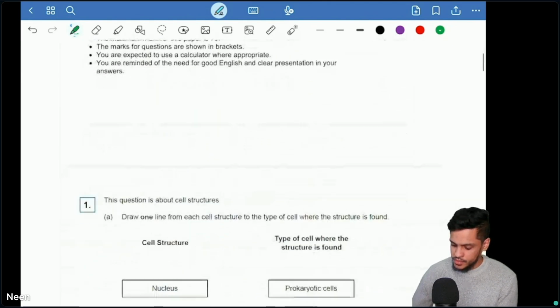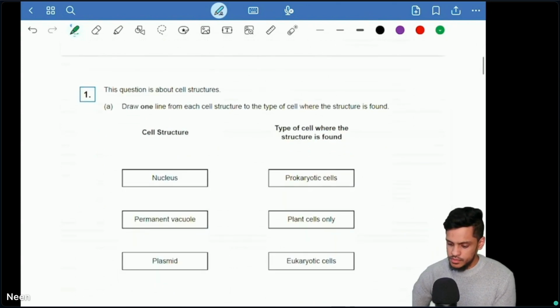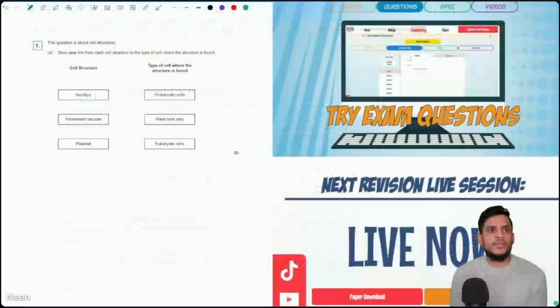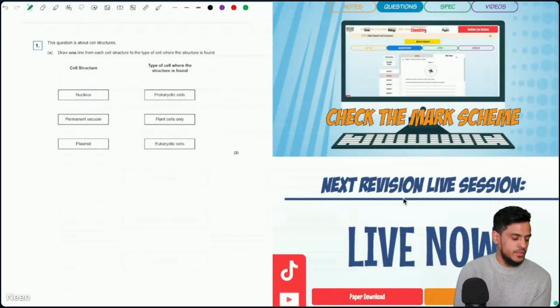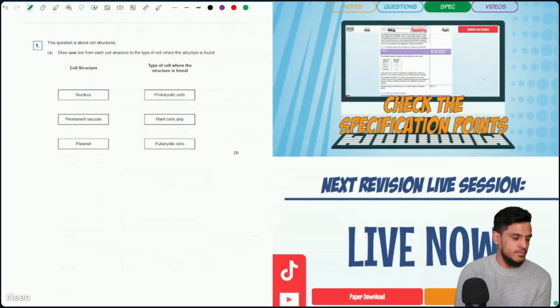So biology paper 1. First question, draw one line from each cell structure to the type of cell where the structure is found. So let me show you guys on the website. You've got, so this is the website. You've got notes. So I'm going to go to the biology section.